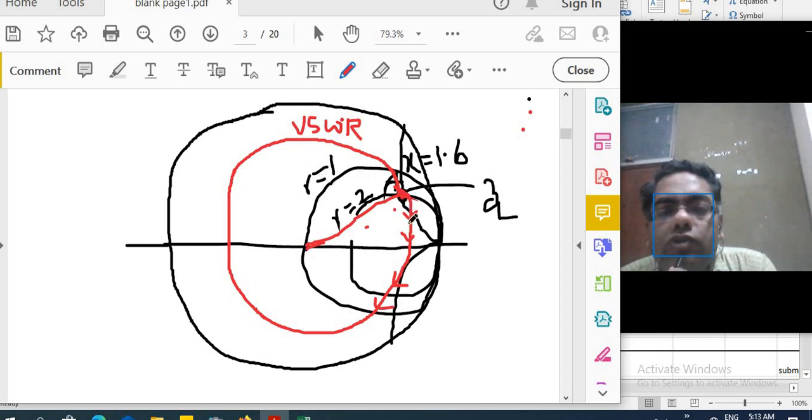So you have to travel up to this point where we will meet the r equal to 1 circle. x can have any value. This small x value can be anything. Or we can go further and reach the same r equal to 1 circle at this point also. This is also possible. So two solutions are possible.